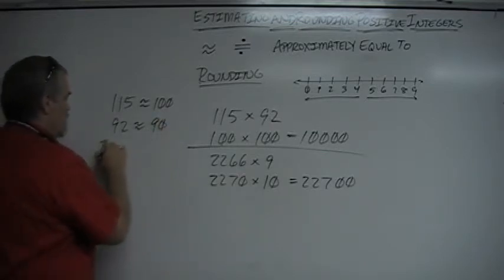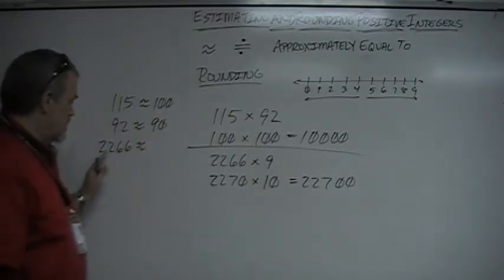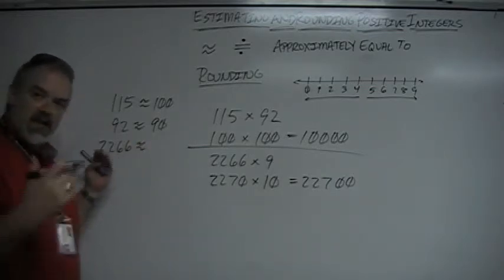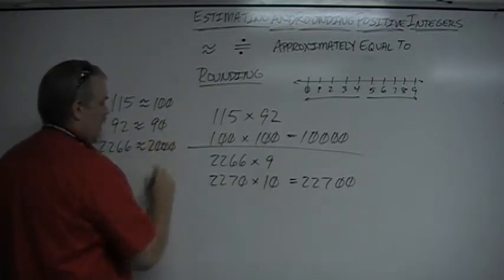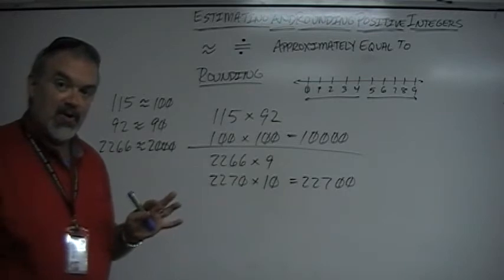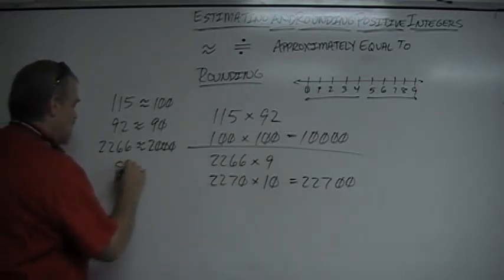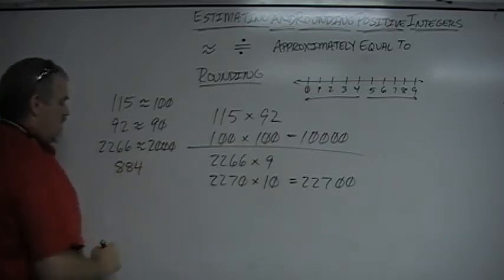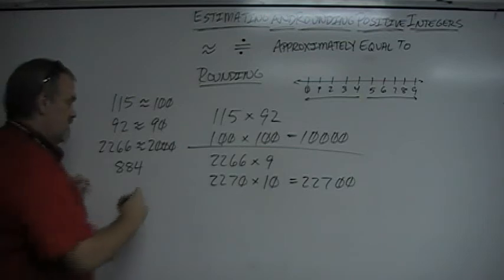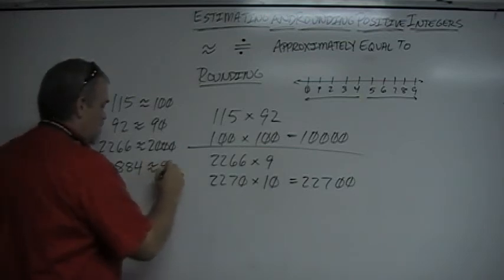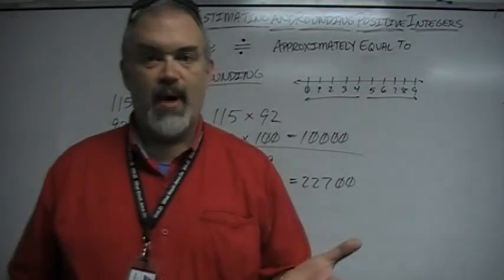Maybe we have 2266, leading digit. Leading digit is the 2. The 2 that follows said I round down, so it becomes approximately equal to 2,000. I'm going to do one more example, because I don't want you to get too confused by this. Let's say that I had 884. Leading digit is 8, but this 8 tells me I'm going to round it up. So this is going to be approximately equal to 900. And that is estimating and rounding positive integers.